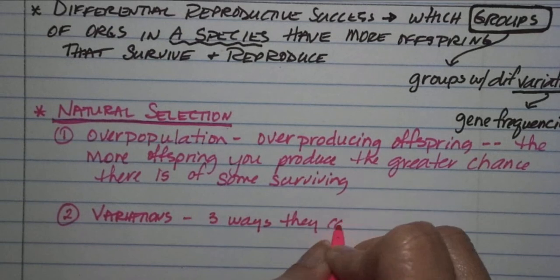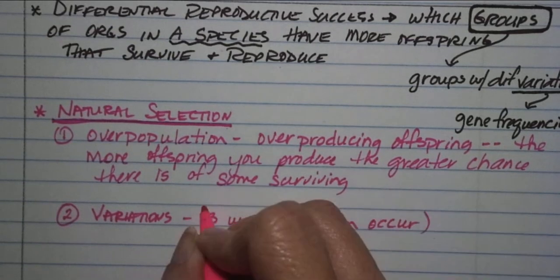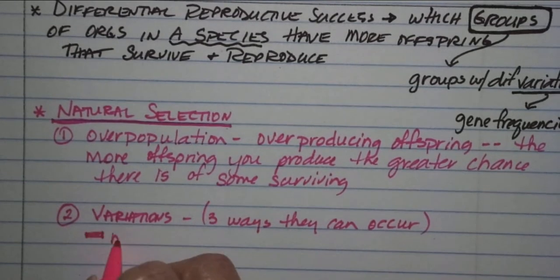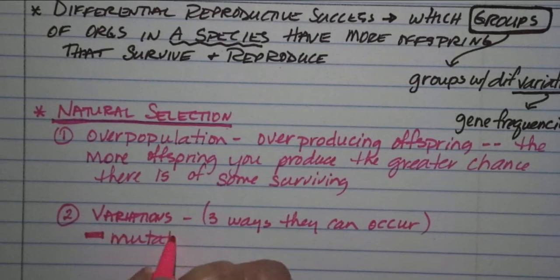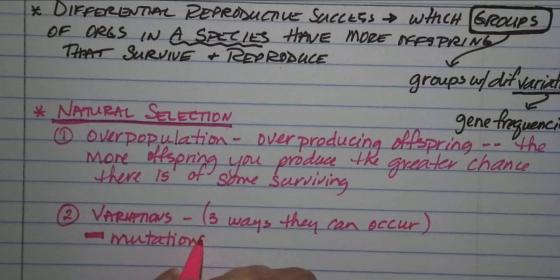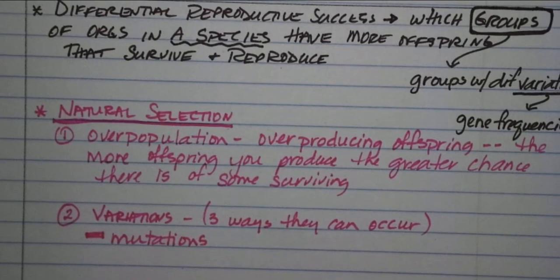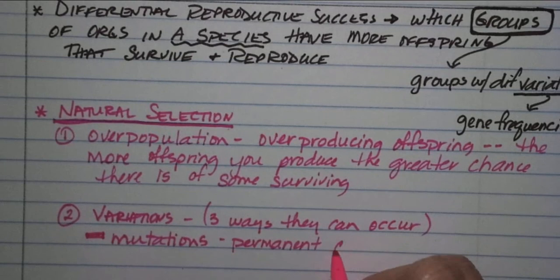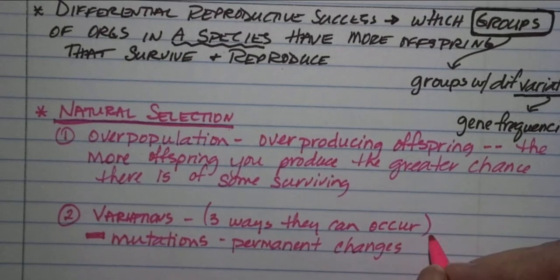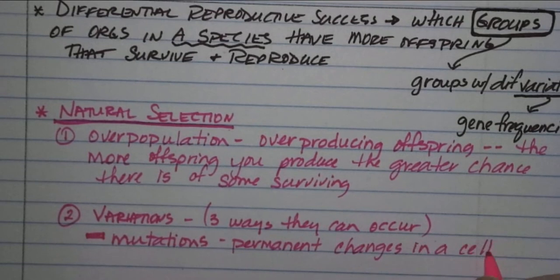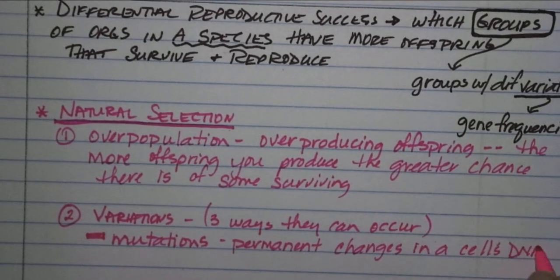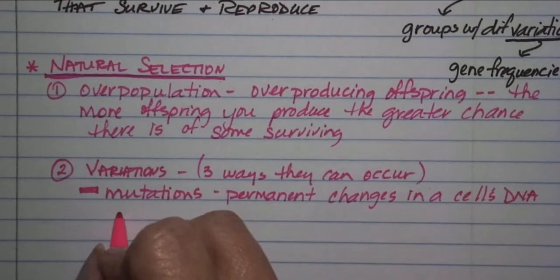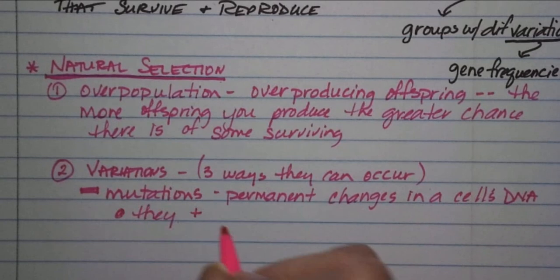First of all, you have mutations. And mutations are permanent changes in a cell's DNA, which I'm pretty sure you guys are familiar with. Permanent changes in a cell's DNA. And these changes are passed on to the offspring. So they can be positive changes, which means they increase the reproductive success. They can be negative changes, which means they decrease the reproductive success, or they can have no impact at all on reproductive success.